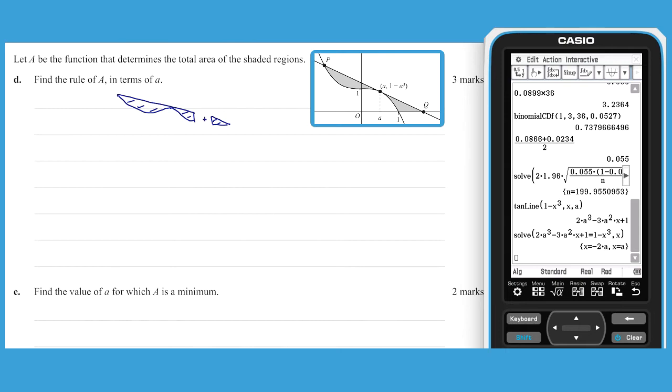This can be calculated as the definite integral from minus 2a to 1 of the tangent minus the function, plus the area of the triangle, calculated using a half times height times base, with the tangent's y value at x equals 1 as the height and the x-coordinate of Q minus 1 as the base.